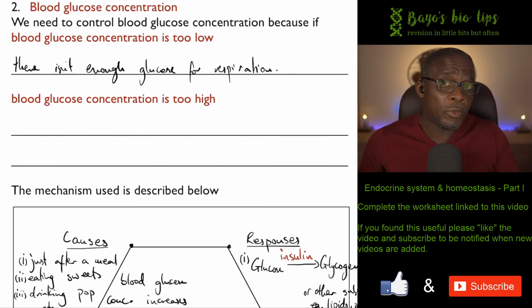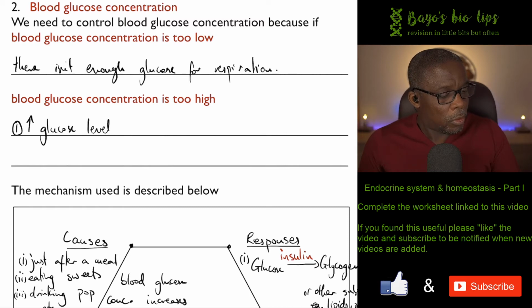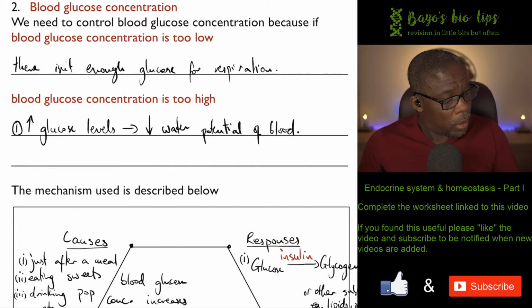But also, if your blood glucose level is too high, that too can be a problem. So what's the main problem? A high level of blood glucose will lead to a decrease in the water potential of blood. Now, that's obviously a problem, because if the water potential of your blood is too low, then any tissues within the blood or any of your organs and tissues which are supplied by the blood will then lose water from their cells by osmosis. And that is obviously problematic.